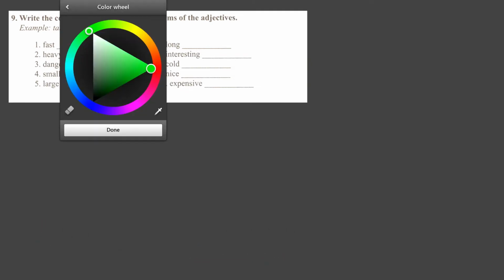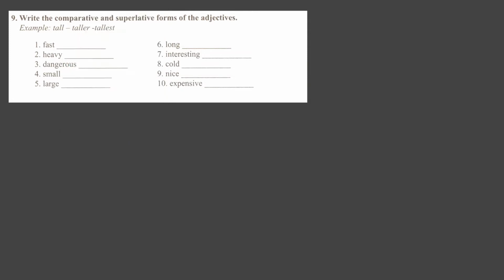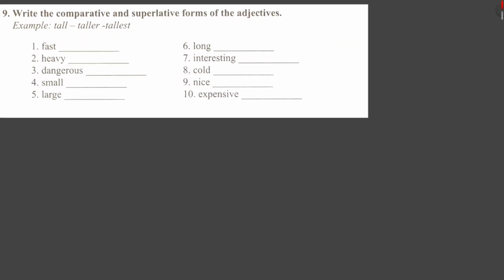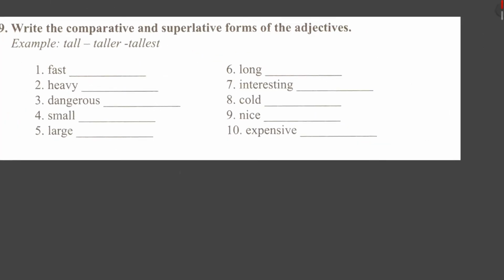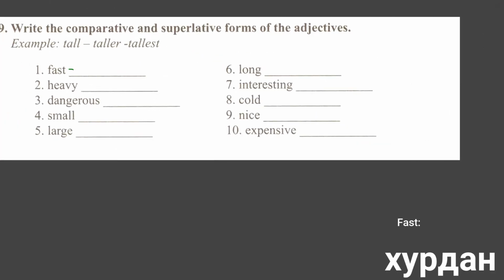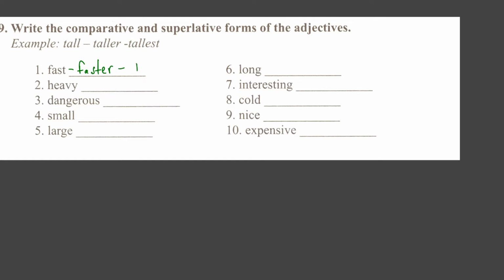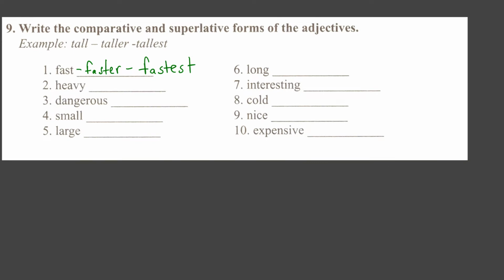Okay, so now we are going to do those together. So we'll zoom in a little bit here. Our first one is fast. And because this is only 1 syllable, fast, we can say faster for our comparative form, and then fastest for our superlative form. For our second problem, we have the word heavy.